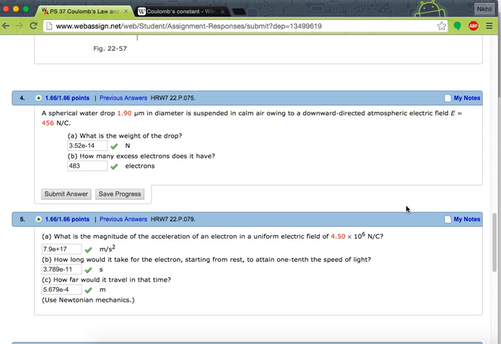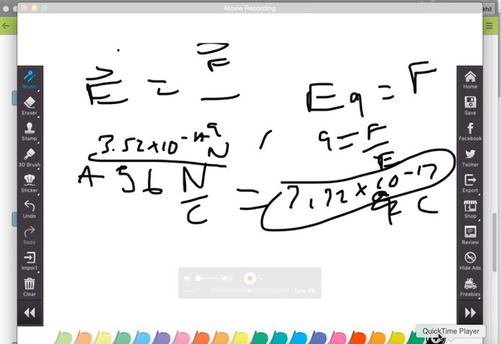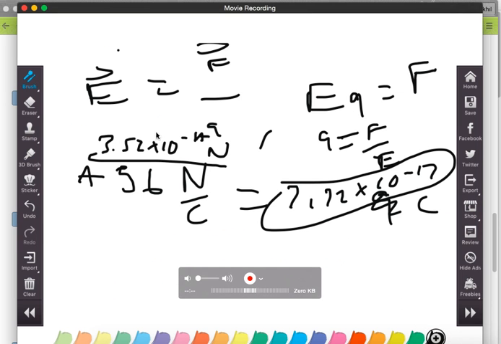And then we have to divide this by the charge of an electron to find out how many electrons are there. Sorry, I keep forgetting. So what happened is that Q equals F over E, 3.52 times 10 to the minus 14 newtons over E. This is the force, this is the E. This is Q in coulombs.